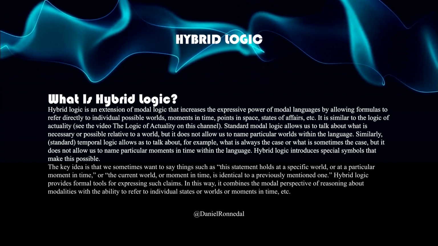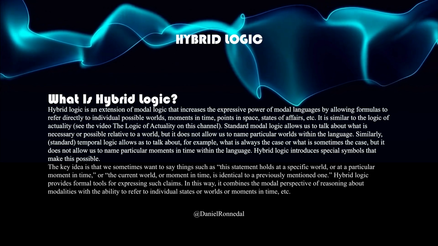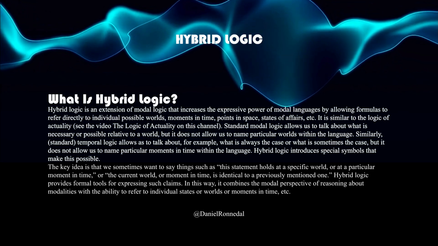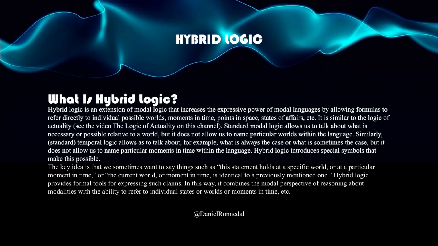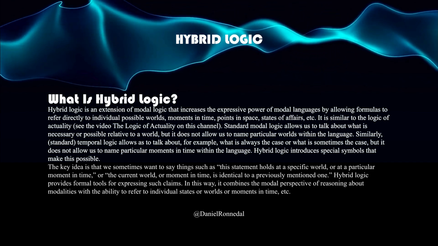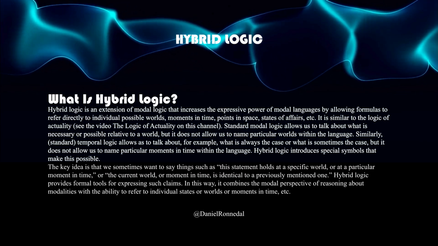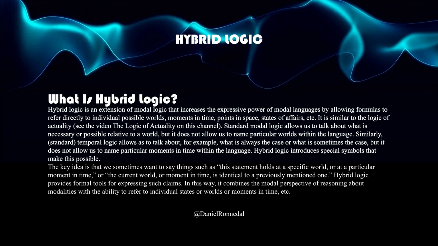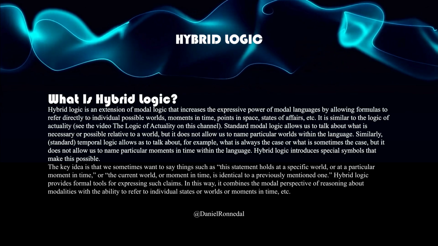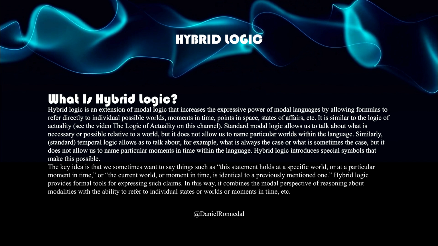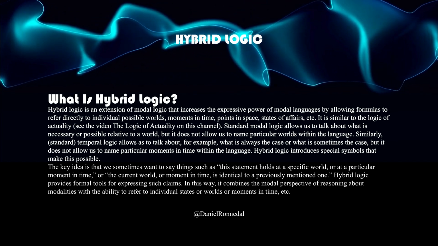Similarly, temporal logic allows us to talk about, for example, what is always the case or what is sometimes the case, but it does not allow us to name particular moments in time within the language. Hybrid logic introduces special symbols that make this possible. The key idea is that we sometimes want to say things such as, this statement holds at a specific world, or at a particular moment in time, or the current world, or moment in time, is identical to a previously mentioned one. Hybrid logic provides formal tools for expressing such claims.